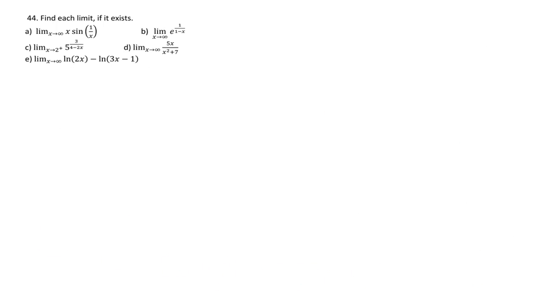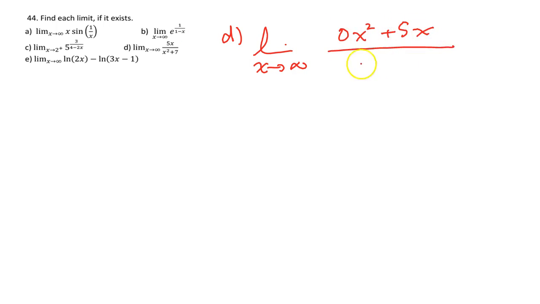Let's continue with D and E. D, you have limit x going to infinity. This is like 0x squared plus 5x over x squared plus 7, right? If you put x squared, because that's the highest term in the denominator, and view it like this, the limit is just 0 over 1 times x squared. So it's 0 over 1, which is just 0.